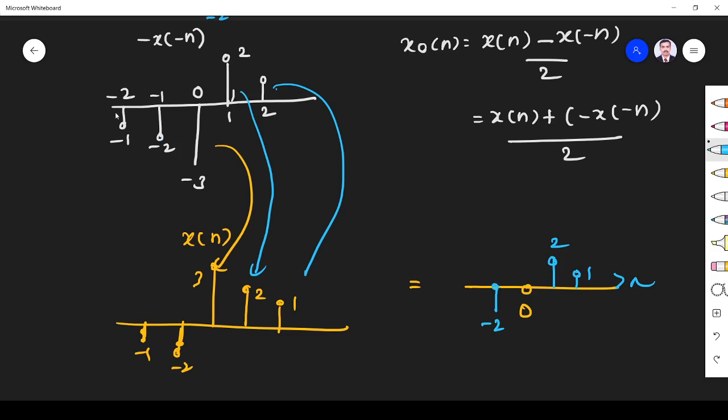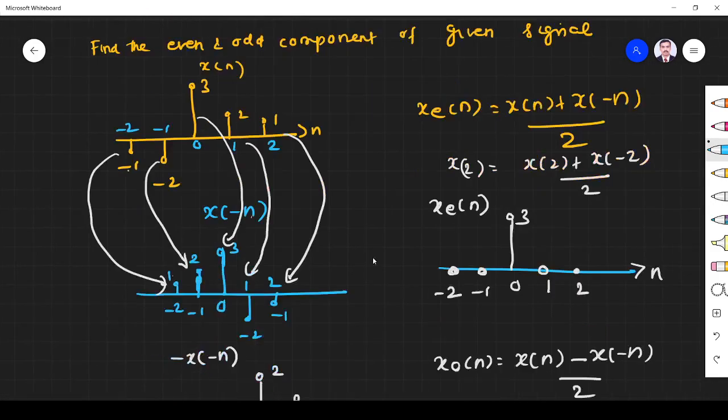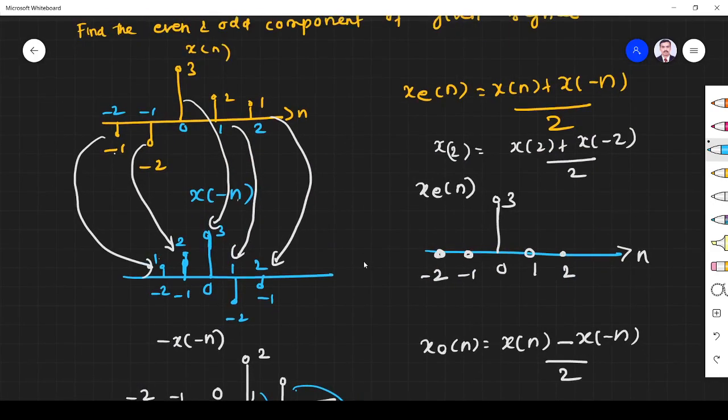Fine. This is minus 1. This is minus 2, minus 2, minus 4. That is divided by 2, minus 2. This is minus 1, this is minus 1, minus 2. That is divided by 2, minus 1. Clear? So what happens here? You see, we got the answer like this.